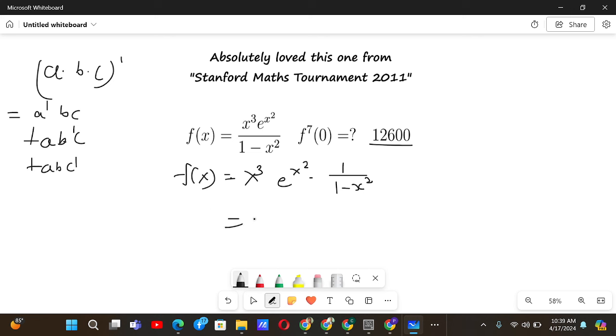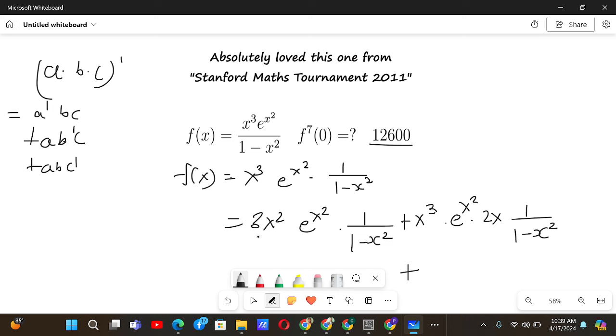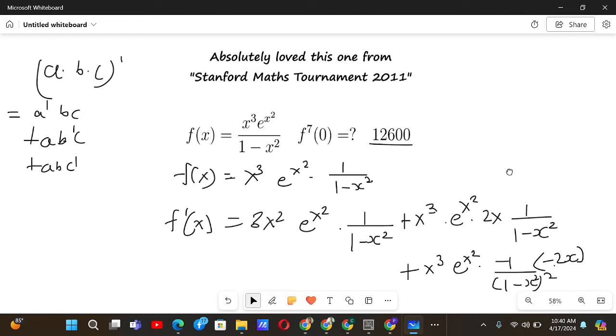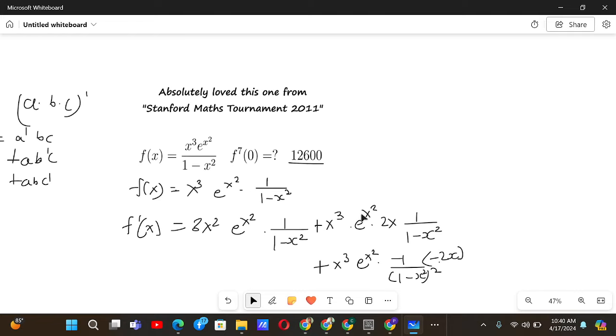If we use that, this will become 3x squared e to the power x squared by 1 minus x squared, and then the derivative of e to the power x squared will be e to the power x squared times 2x, times 1 by 1 minus x squared, and this is just the first derivative. Then x cubed e to the power x squared times minus 1 by (1 minus x squared) whole squared, times minus 2x. So you see, it's already pretty long and complicated. If you try to differentiate this again, it will just blow up, and that would be an absolute mess. So there must be an alternative way to solve the problem, and yes, there is.